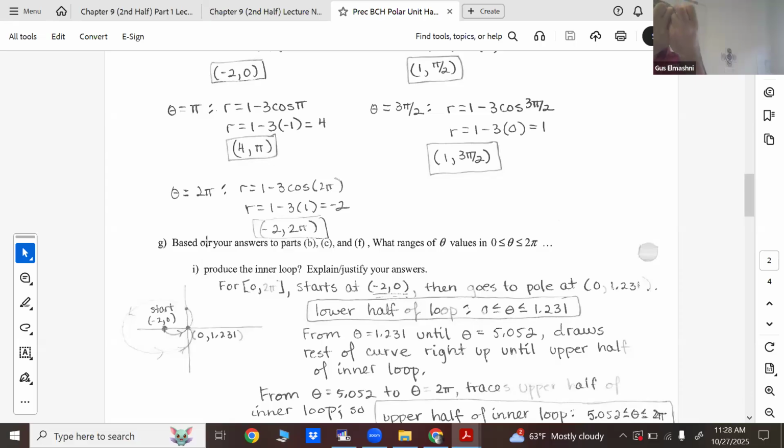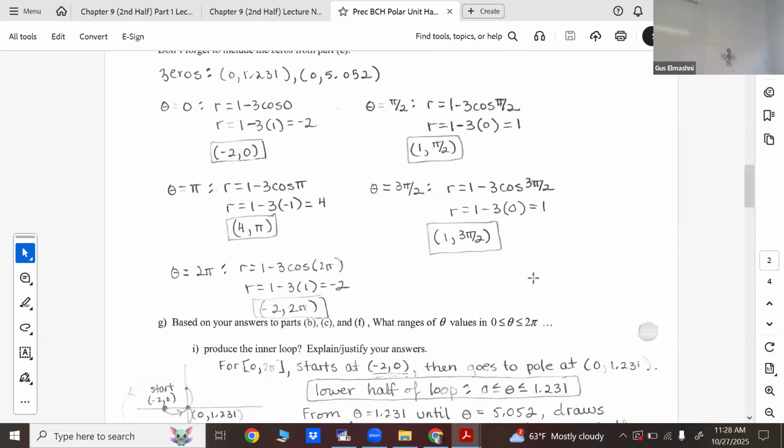And then by observing the motion of the graph, it didn't finish off the loop until it touched the pole again at 5.05. And of course, you have to go back to the starting point. Because think about it. At theta equals 0 and theta equals 2 pi, they're going to meet at the same place. They have to, because theta equals 0 and theta equals 2 pi is the same thing. That's why we do this also.